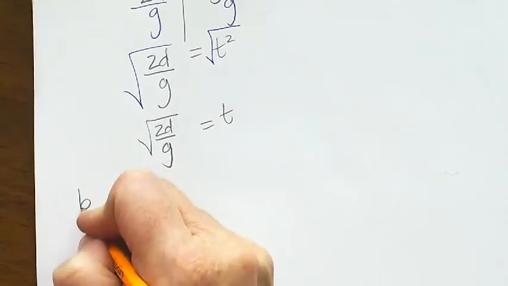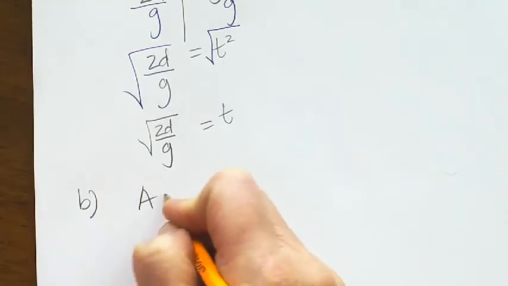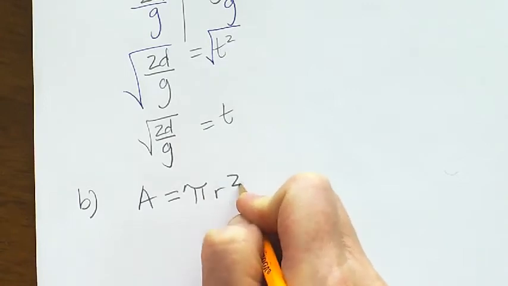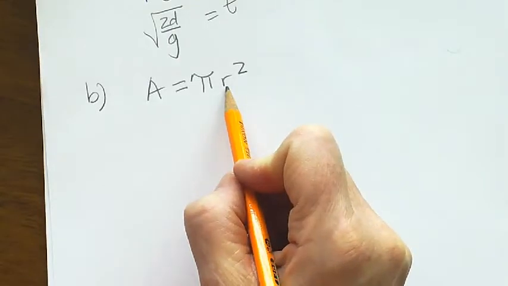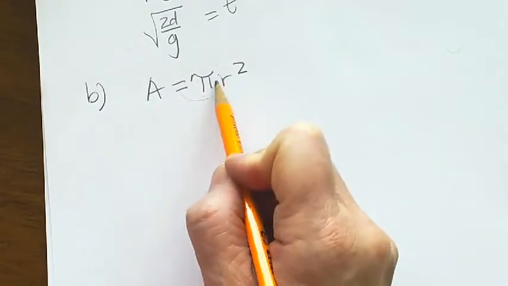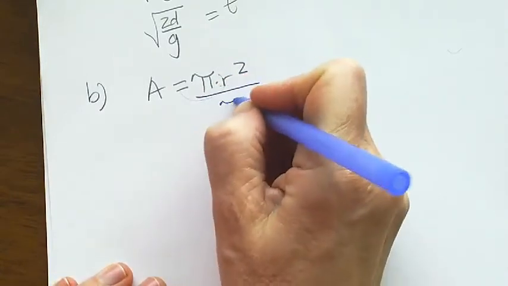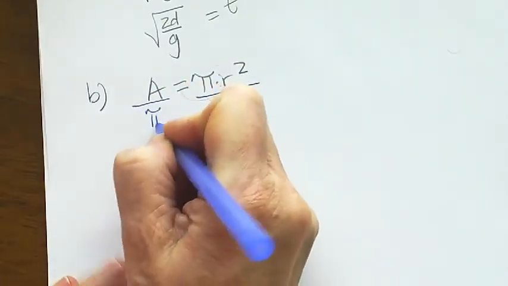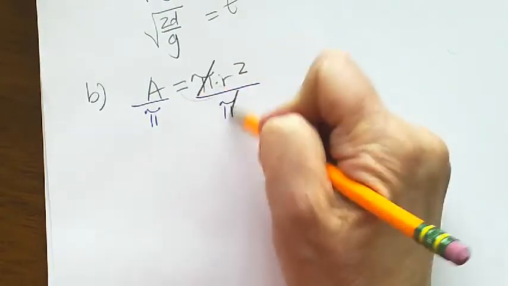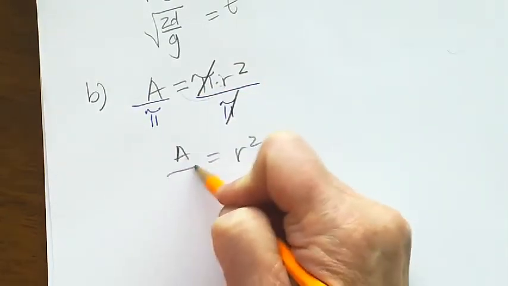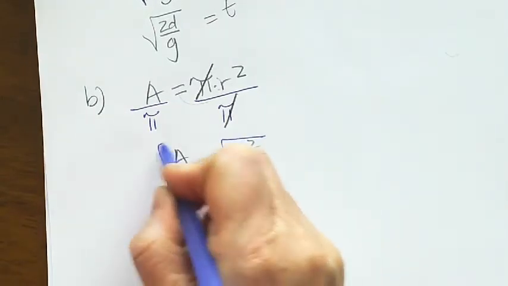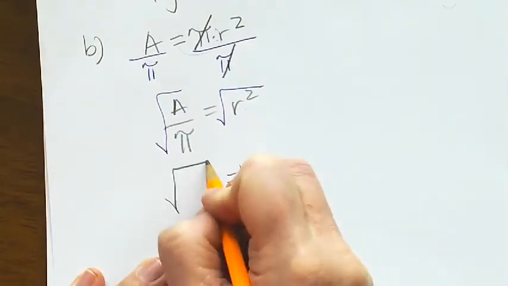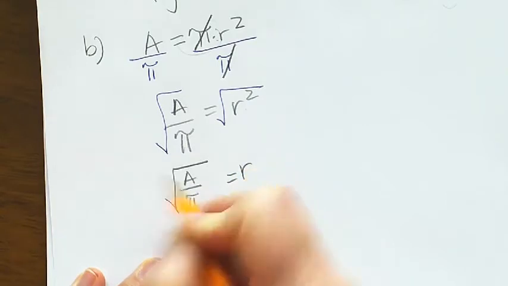Next one says area of a circle is pi r squared. Solve this formula for the radius r. So let's get r by itself, kind of the same concept. Let's get rid of the multiplication by pi by dividing both sides by pi. So that's going to give me r squared equals A over pi. And then the opposite of squaring, take the square root. So my answer is r equals the square root of A over pi.